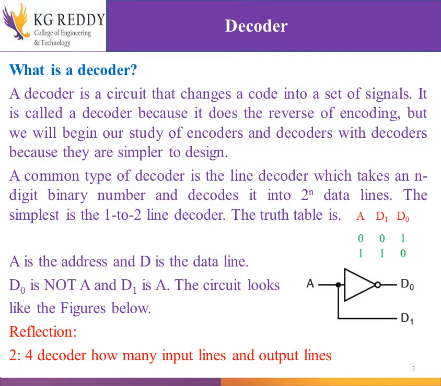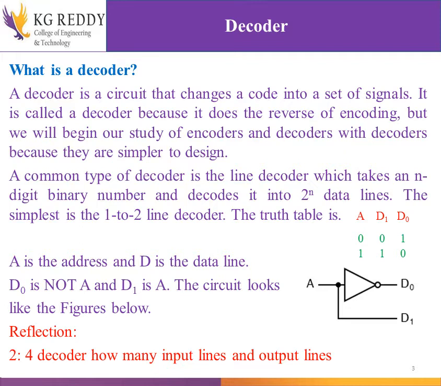A decoder is a circuit that changes a code into a set of signals. It is called a decoder because it does the reverse of encoding. But we will begin our study of encoders and decoders with decoders first because they are similar to design. A common type of decoder is the line decoder, which takes an n-digit binary number and decodes it into 2 power n data lines.